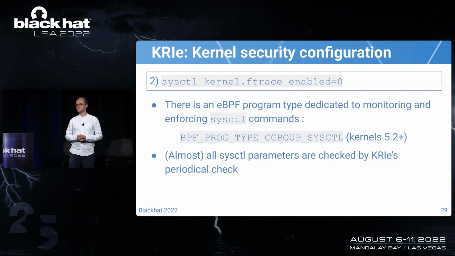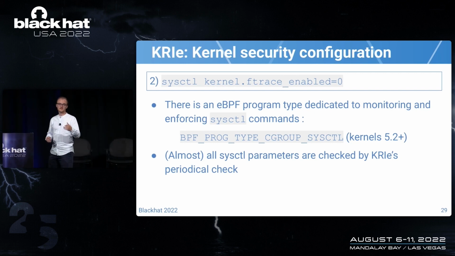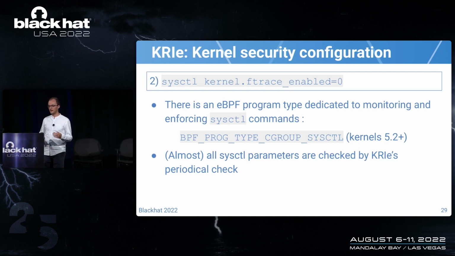All right, so let's talk about the second way of disabling kprobes. The other way to do it is to use the sysctl interface. The good news is there is an entire BPF program type dedicated to sysctl. And unfortunately, it was added in 5.2 kernels. So if you want to do these kinds of things for all the kernels, you're going to have to use kprobes again. But the point is, with this program type, you can actually detect when a parameter is about to be changed and preemptively change the value or block the call entirely. Almost all sensitive sysctl parameters are checked by cry periodically.